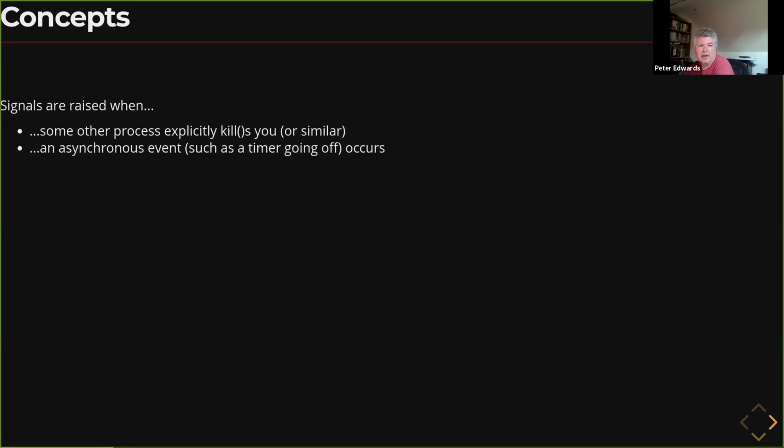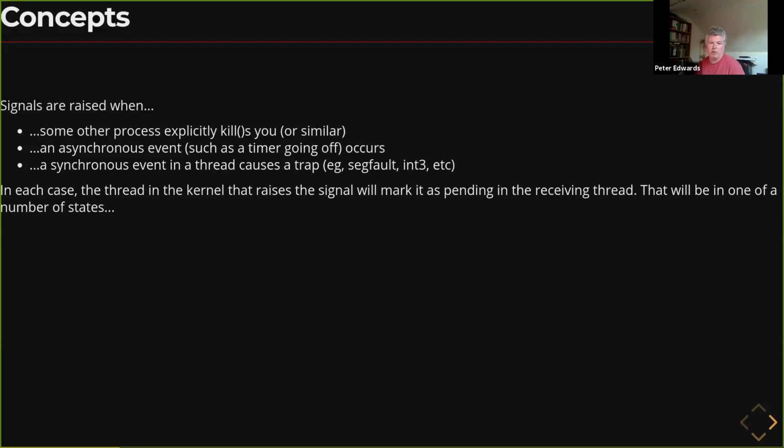A signal can happen from an asynchronous event. If a timer goes off like in the previous example, then at some point an interrupt handler triggers and marks the signal as being pending in the process. The other thing that can happen is a synchronous event. This is when a thread, say, seg faults because it accesses invalid memory, or invokes an int3 instruction to hit the debugger, or some other cases. And when we're delivering the signal, there's a number of different states that the target thread might be in.